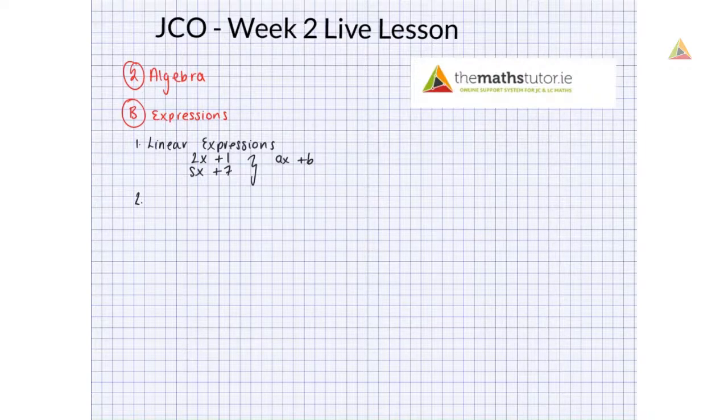The second type of expression you could have is a quadratic expression. And that's where you have a squared term in it. So something like x squared plus x, 2x squared plus x plus 1, y squared plus 1. So I'm going to write in the squared term. And then I'm going to give you a couple of examples. They're the two main ones that you'd need to be able to recognise.